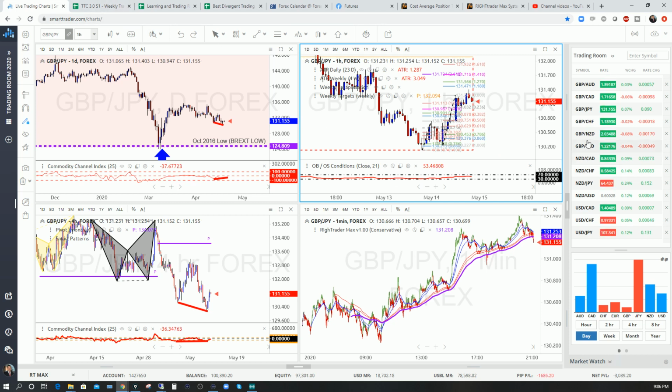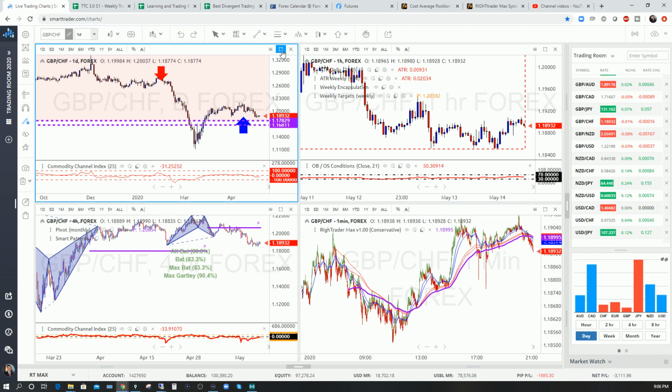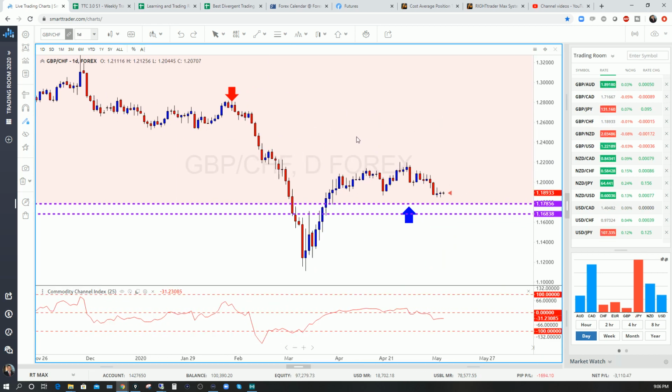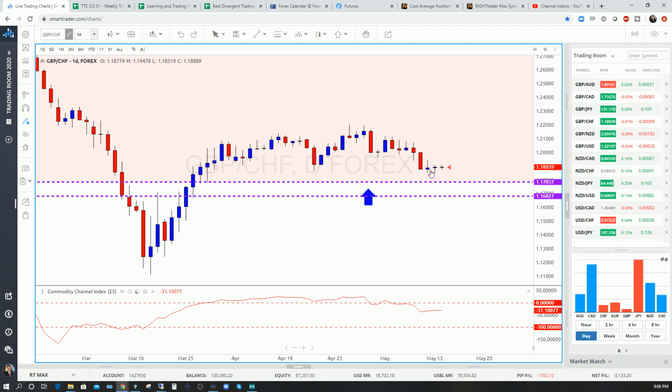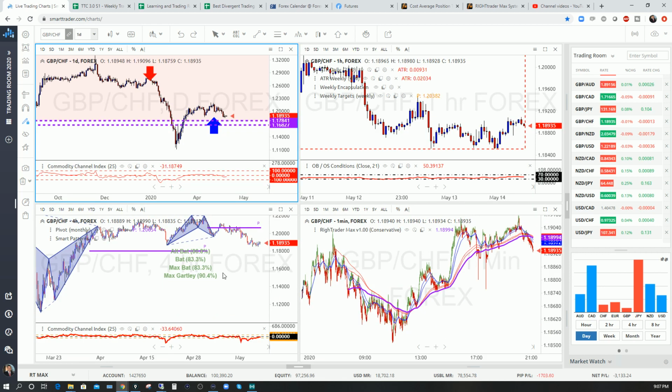Let's go ahead and take a look at the next one, which is the Swiss. This is Swiss trading against the pound, so this is pound Swiss. Indecision over the last couple of days. If we take a look right here, we've actually seen momentum moving down. So daily tells me no can do.